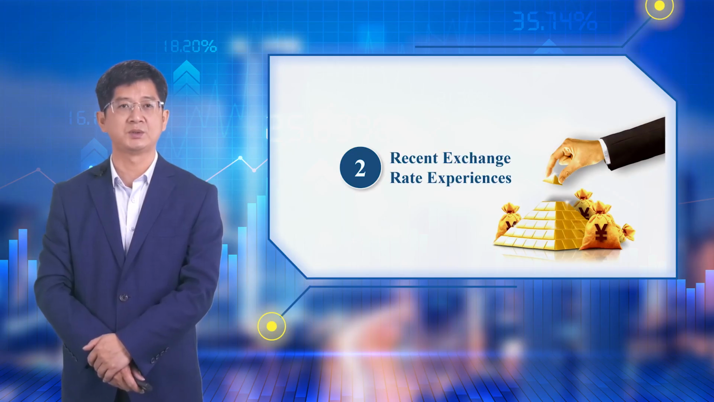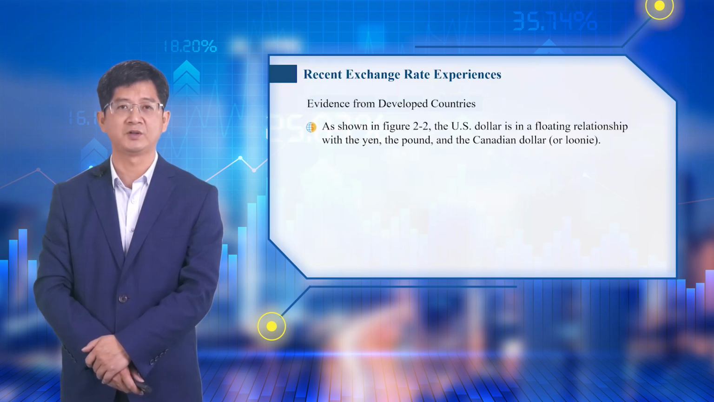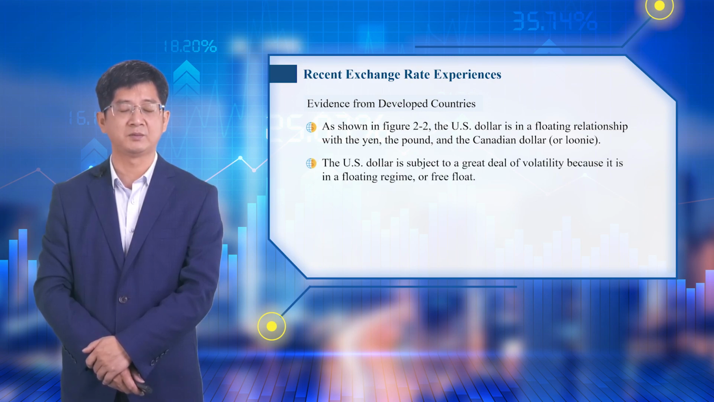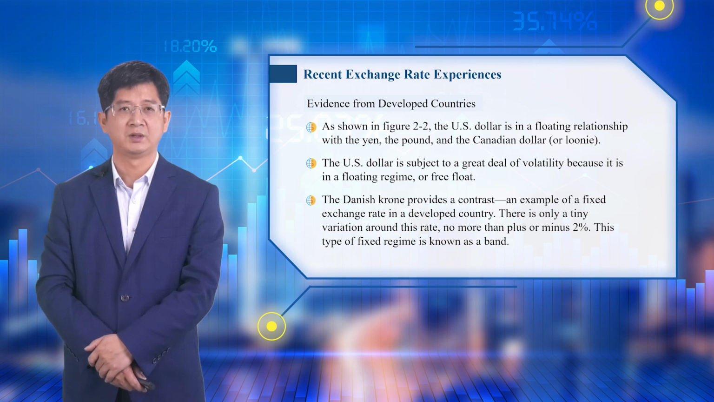2.2.2 Recent exchange rate experiences. As shown in Figure 2.2, the US dollar is in a floating relationship with the yen, the pound, and the Canadian dollar. The US dollar is subject to a great deal of volatility because it is in a free float. The Danish krone provides a contrast, an example of a fixed exchange rate in a developed country. There is only a tiny variation around this rate, no more than plus or minus 2%. This type of fixed regime is known as a band.